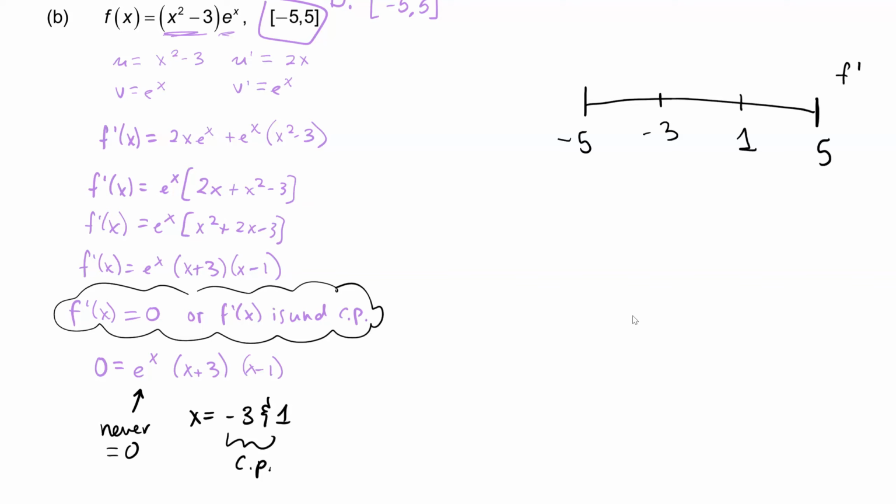Let's pick 0. That'd be the easiest one to do. If I put in 0, this first e to the x will always give us a positive number. So it's going to be a positive, then negative, so that'll be negative here, and then because of multiplicity, it just switches back and forth.